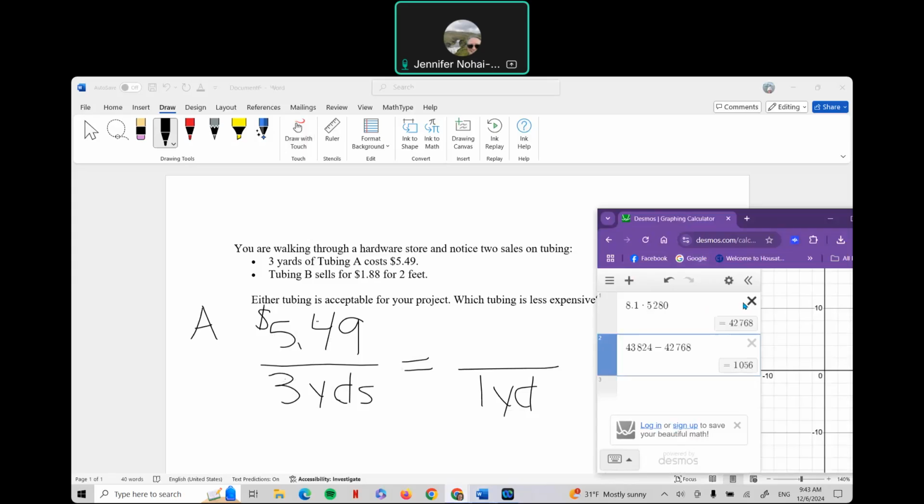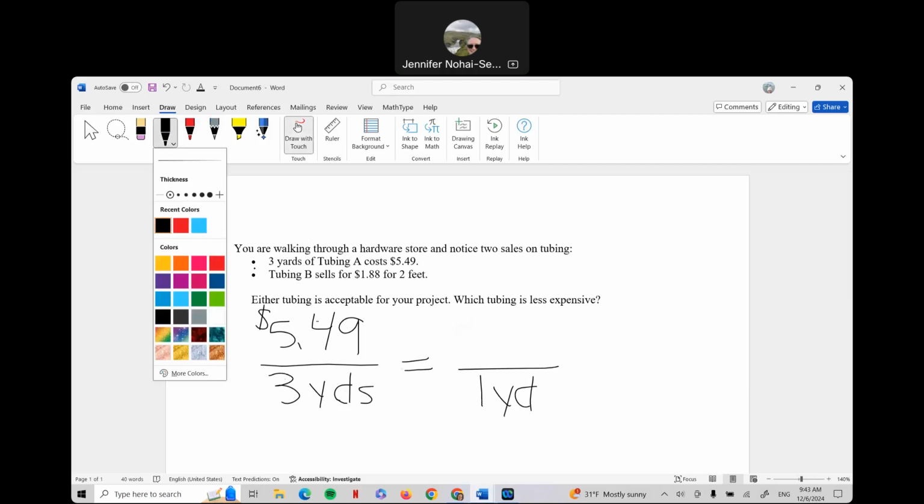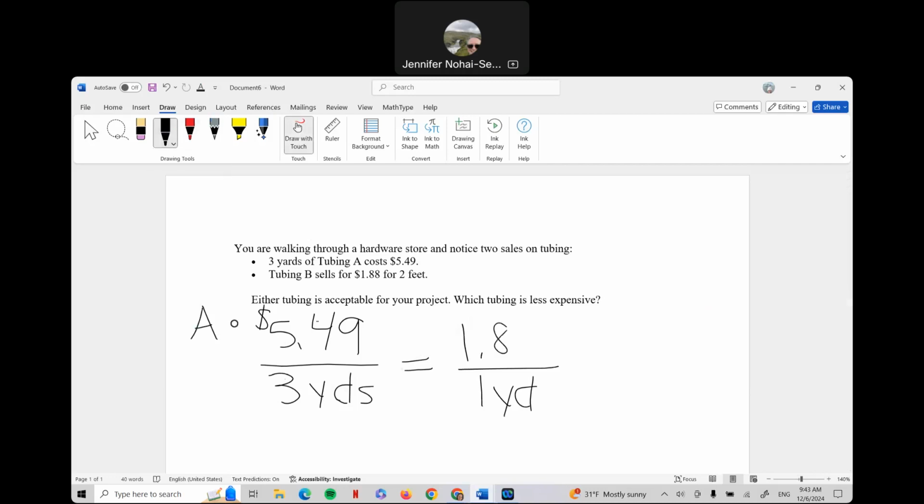So $5.49 over 3 yards. That will give us, there we go, $1.83 per yard.